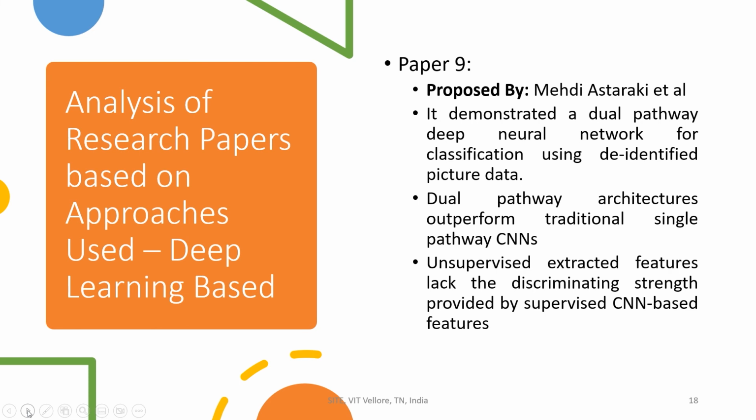Now, next up, we have the paper proposed by Mehdiya Starkey and the team. They demonstrated a dual pathway deep neural network for classification using de-identified picture data. Now, dual pathway architectures have outperformed the traditional single pathway CNN.